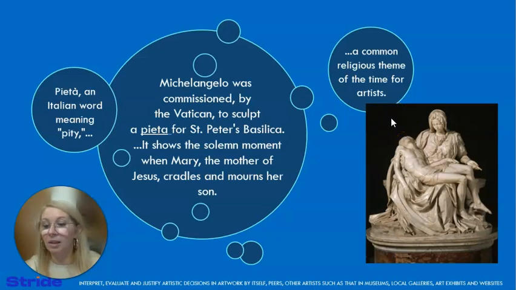It was made by Michelangelo. It is in St. Peter's in the Vatican in Rome. The Pieta is an Italian word that means pity. This is Mary and this is Jesus. Okay, that's who Michelangelo was depicting. Michelangelo was commissioned by the Vatican to sculpt a Pieta for St. Peter's Basilica. It shows the solemn moment when Mary, the mother of Jesus, cradles and mourns her son.